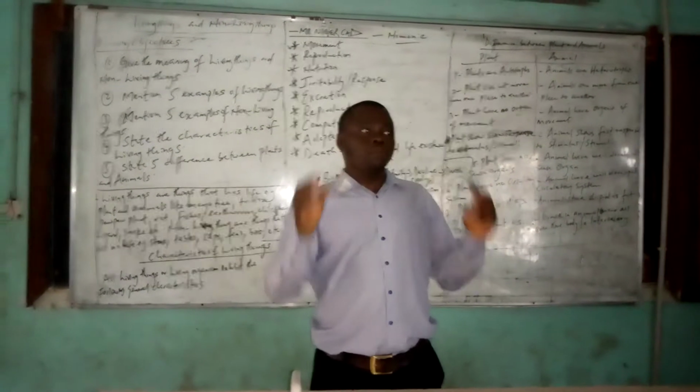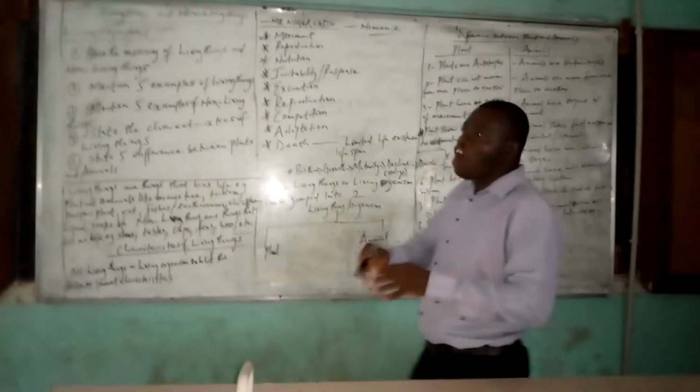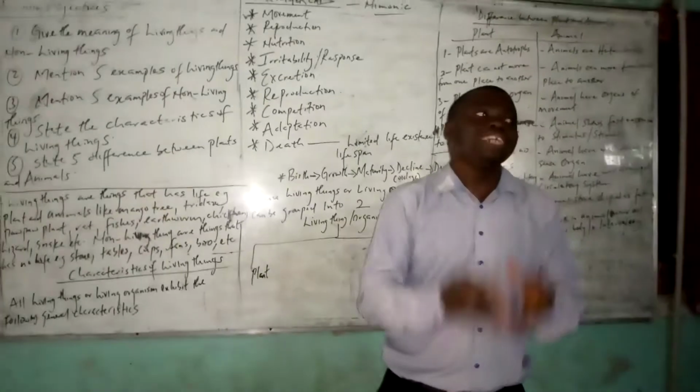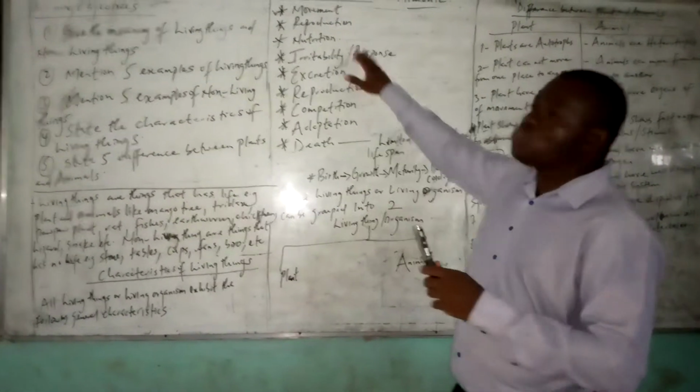Nutrition. What is nutrition? Nutrition is simply the process by which living organisms obtain their food. All living organisms need essential nutrients to sustain their life. For a living organism to be a living organism, it must be able to feed.